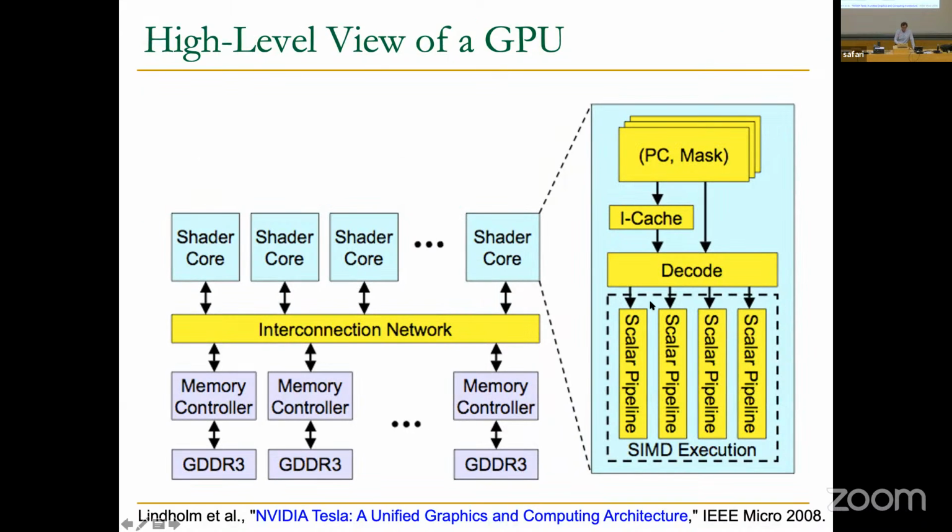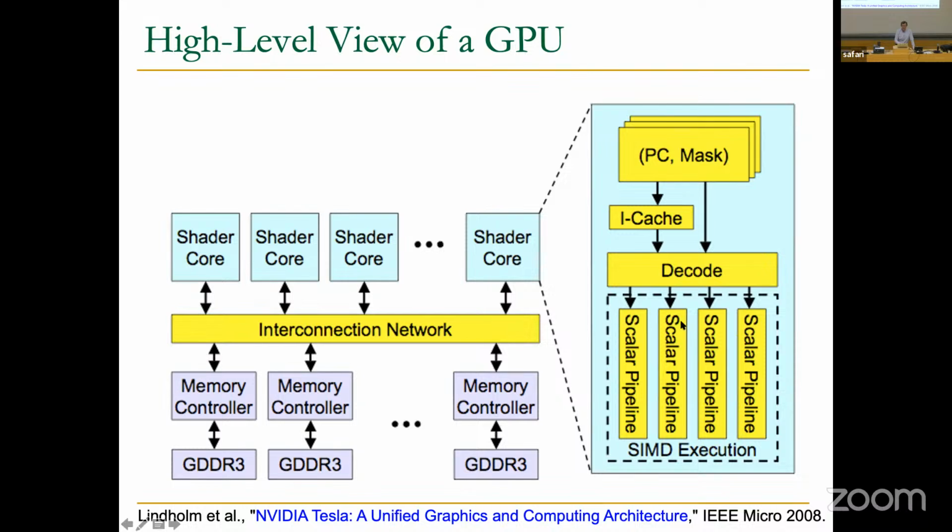But if you look at the shader core, it's a very simple SIMD processor in the sense that you have a bunch of threads that are over here, warps, and then you fetch the warps, and warps include PC and mask. We're going to talk about the mask soon. You fetch them, you decode them, and then you have a bunch of scalar pipelines that operate in parallel in a SIMD manner. So if you fetched a warp, in this case, let's say you can see 4 pipelines. That means that the hardware warp size is 4.